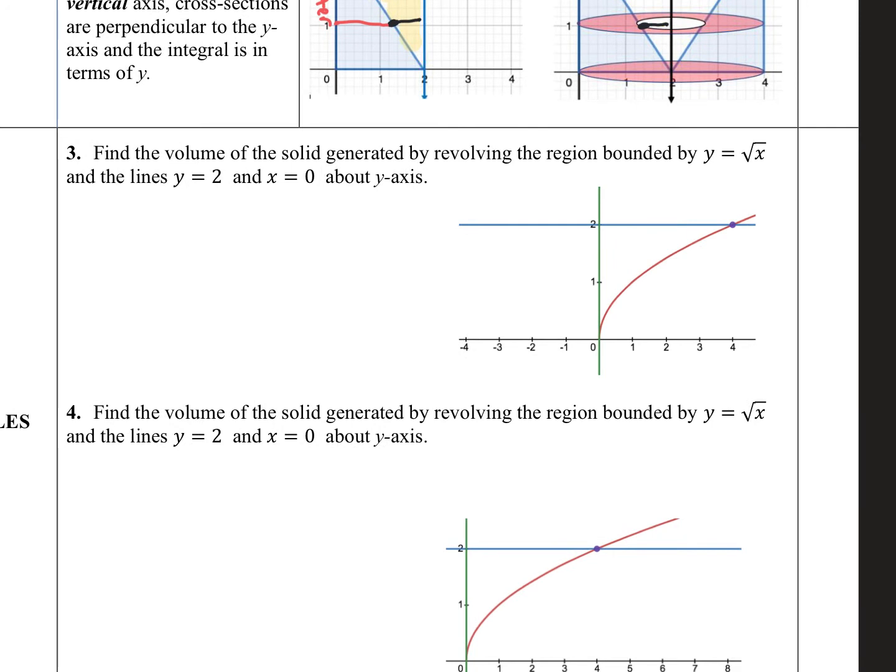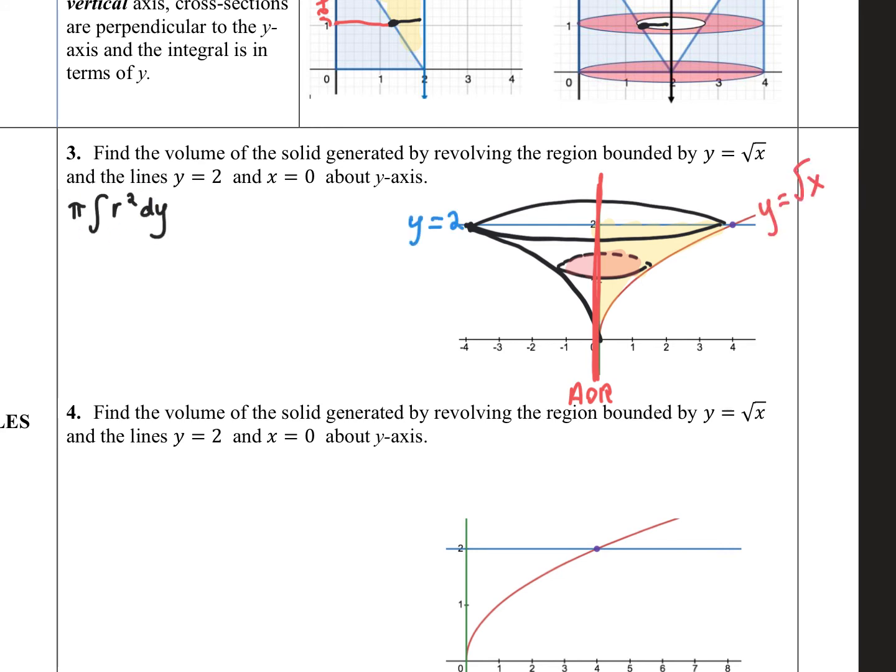In question 3, we're going to take our region defined by square root of x, y equals 2 and x equals 0. We're going to revolve it around the y-axis. I can see from my picture that my cross-section here is a solid circle, so this is going to be a disk method. I saw that coming because my shaded region here was flat against this axis of rotation, so I knew it was going to be a disk method even before I drew that picture.